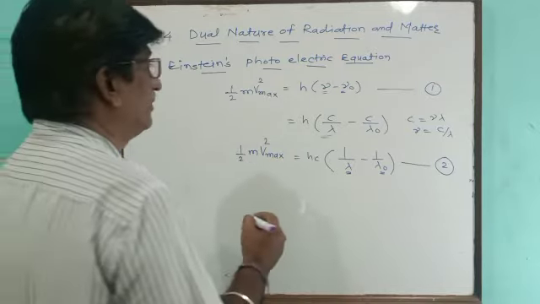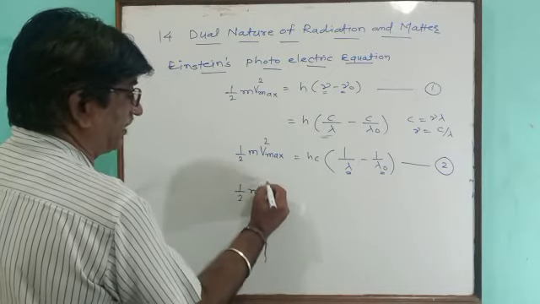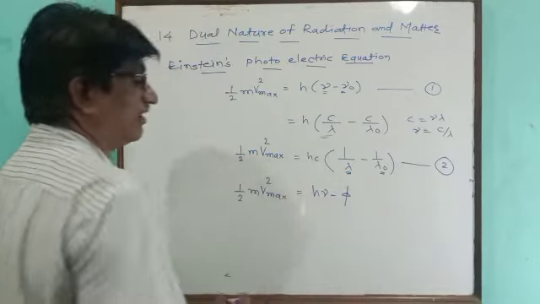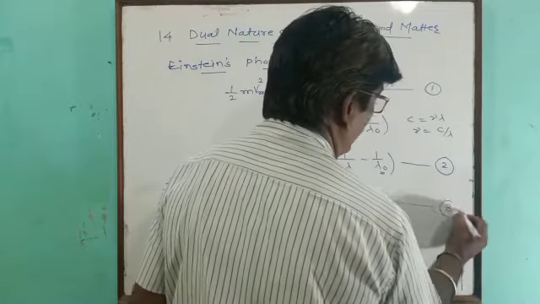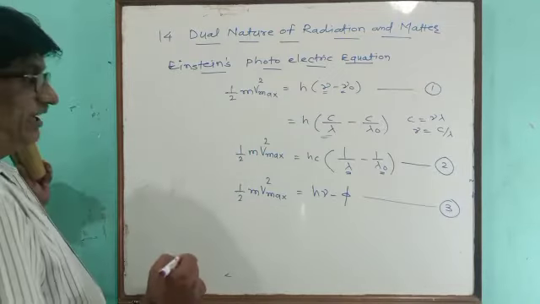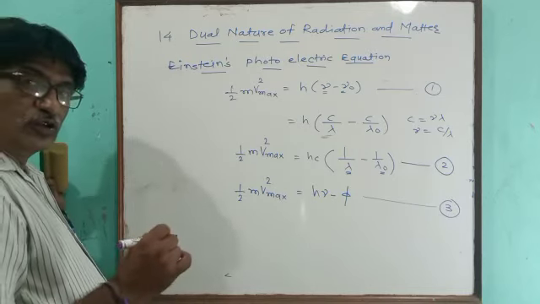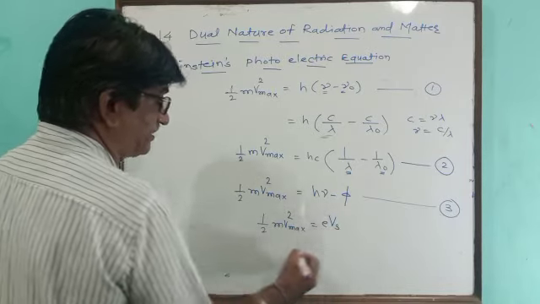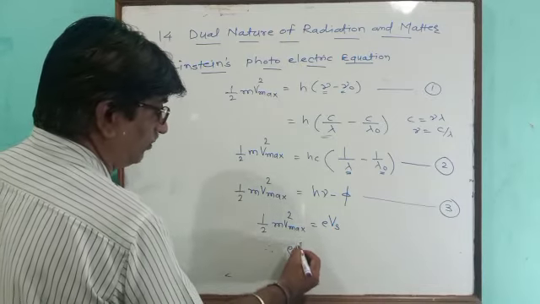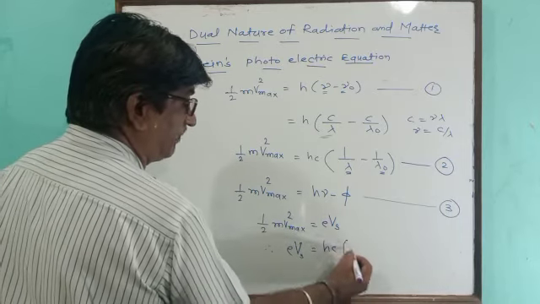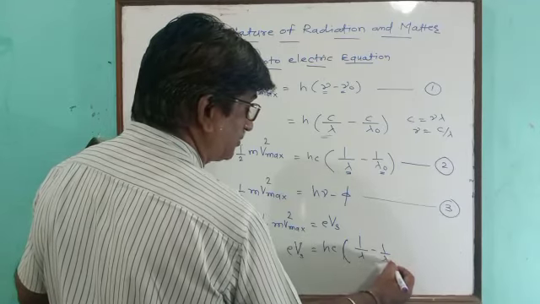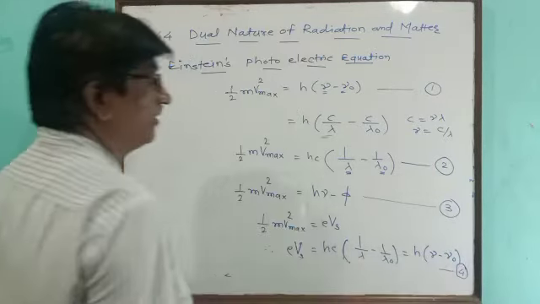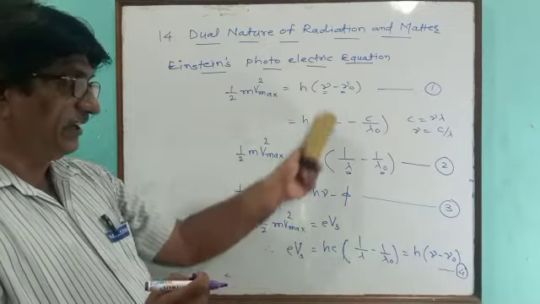If we say that the kinetic energy, half m v maximum square, will be the energy of photon minus work function, that is also another form of the photoelectric equation. If e is charge and Vs is stopping potential, half m v square maximum is equal to e into Vs. Therefore e Vs is equal to hc in bracket 1 upon lambda minus 1 upon lambda 0, or h in bracket nu minus nu 0. That is the fourth equation. Einstein's photoelectric equation has different forms.